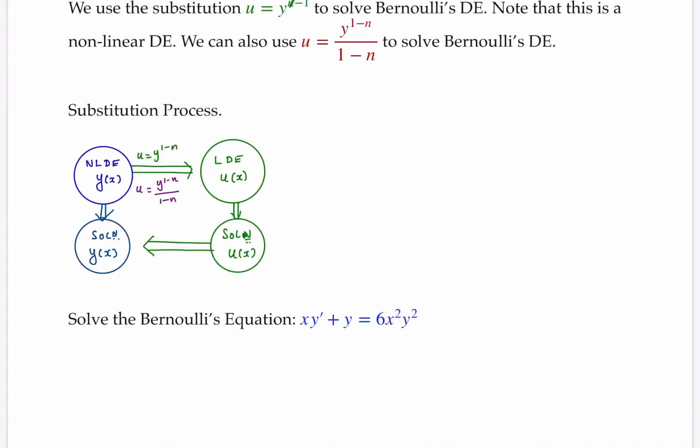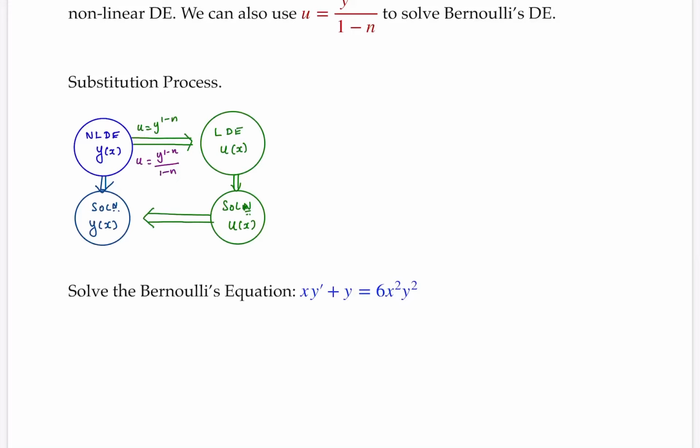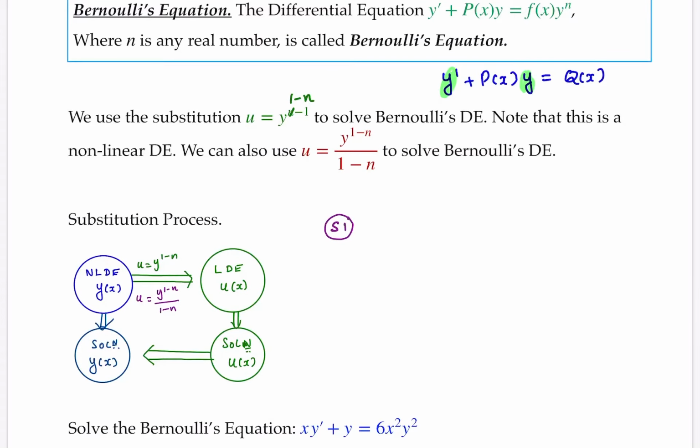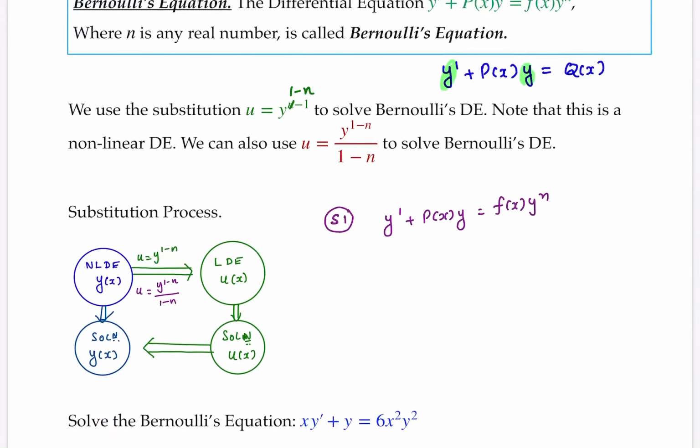So what is the process that we're going to work together to get that? These are all very similar, right? Step one is, what you're going to do is make sure the differential equation is in the Bernoulli's form. If it's not already in there, you need to transform this into y prime plus p of x times y is equal to f of x times y to the n. That's step number one.